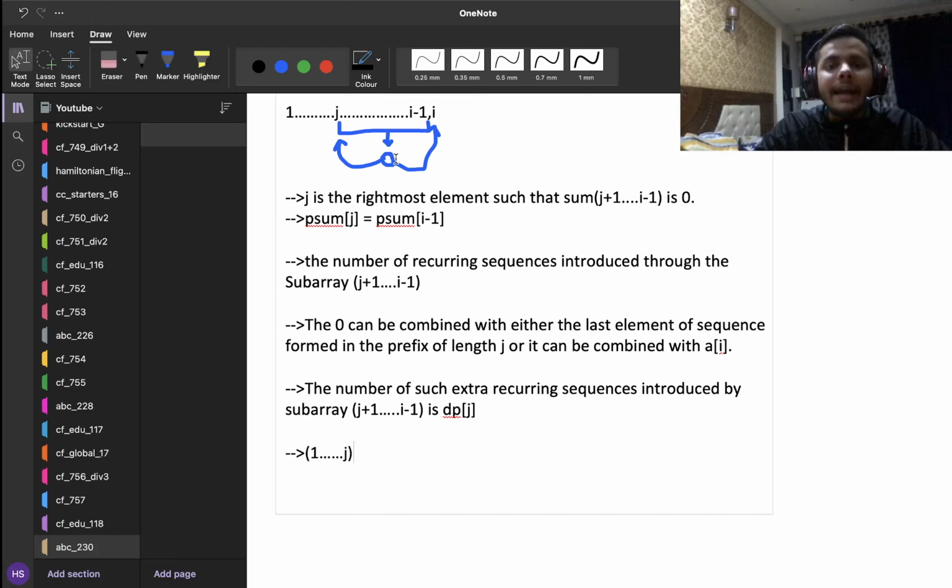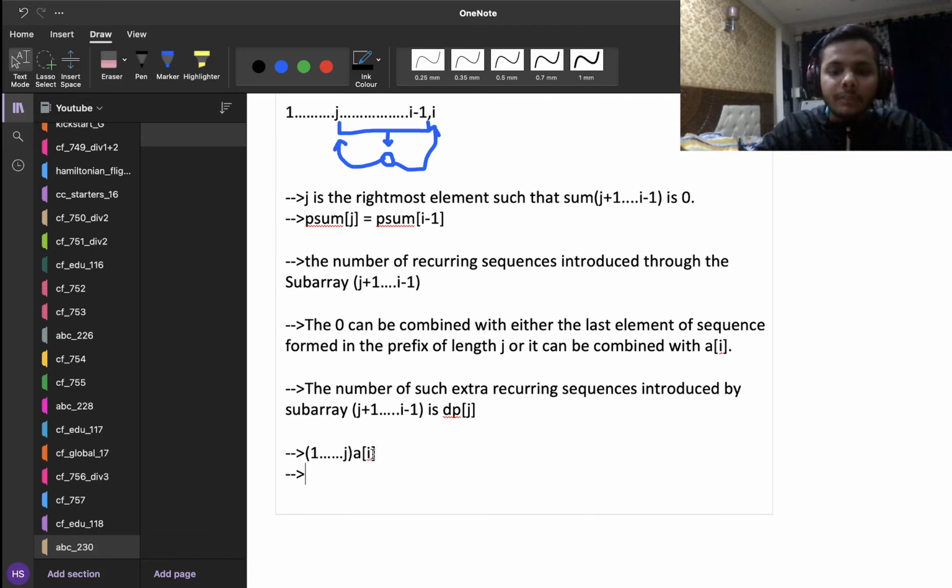So let's say I combine this 0 with the last element of the sequence and nothing changes, right? So this 0 is combined with the last element of the sequence formed through 1 to j, and now I'm left with a of I, and so I add a of I here. So this is the sequence which will be formed.